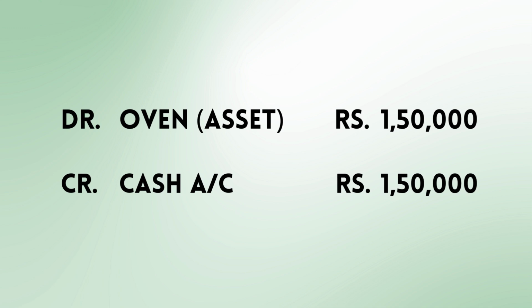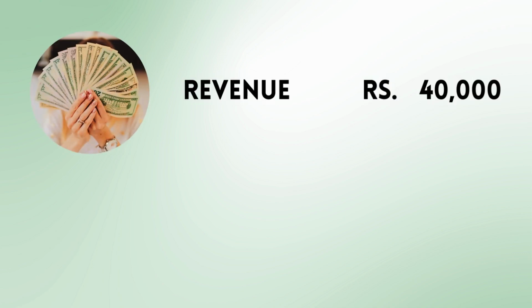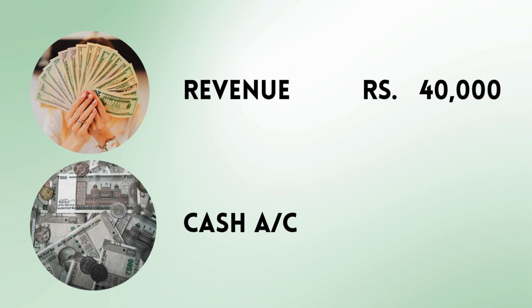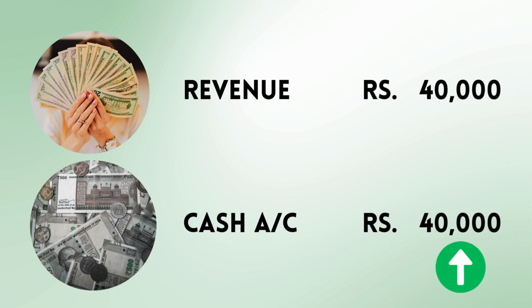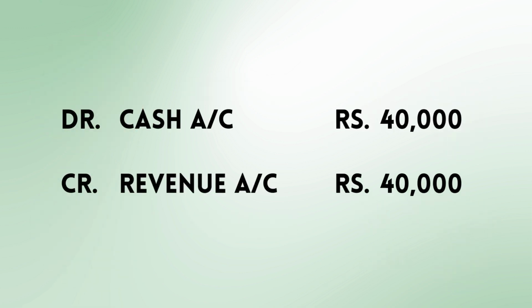cash account rupees 1,50,000. Assume John earns rupees 40,000 revenue by selling cakes for a month. Thus, cash, which is an asset, increases by rupees 40,000 and revenue, which is an income, also increases by rupees 40,000. As per modern concept, an increase in assets is debited and an increase in revenue is credited. Thus, the accounting entry would be debit cash account rupees 40,000, credit revenue account rupees 40,000.